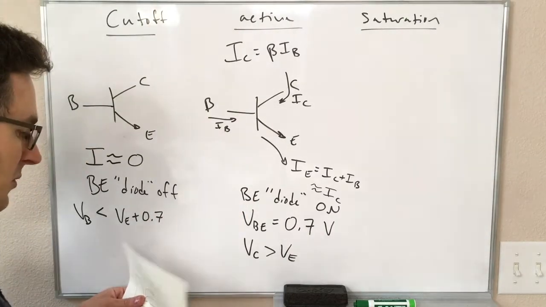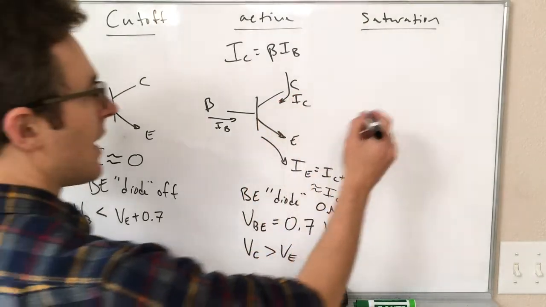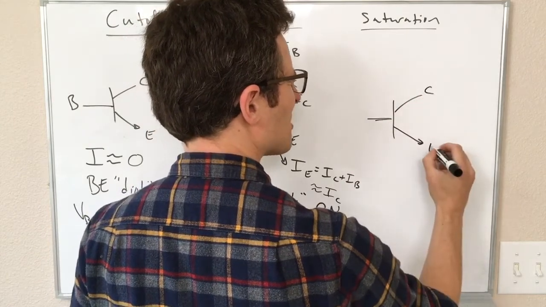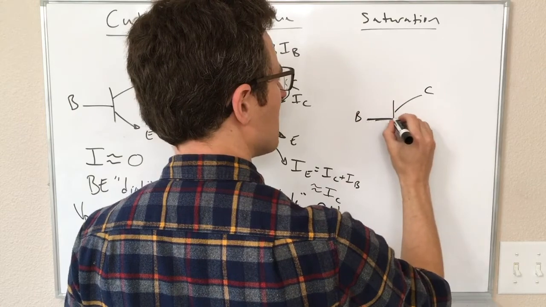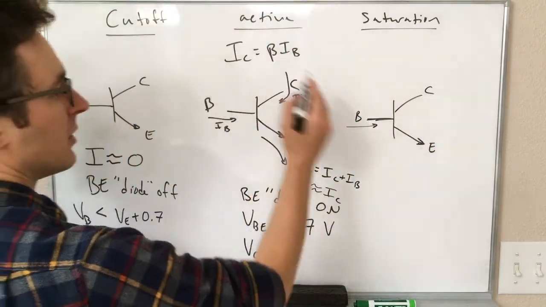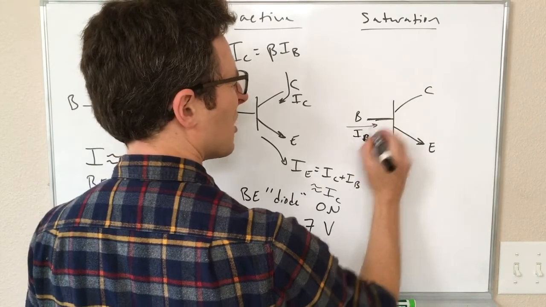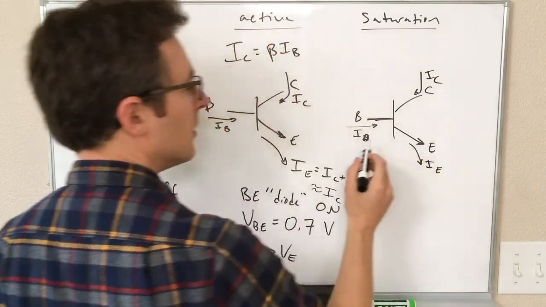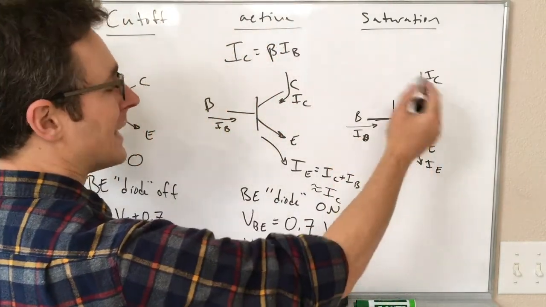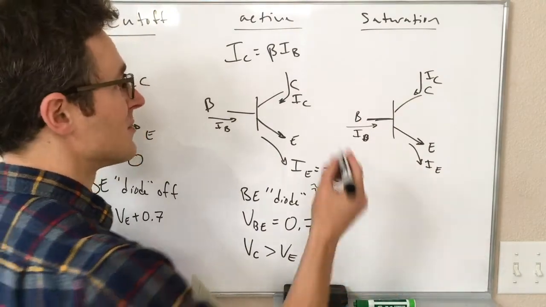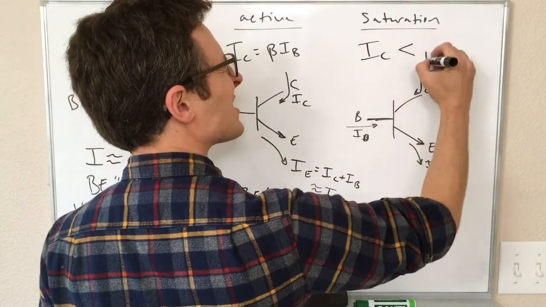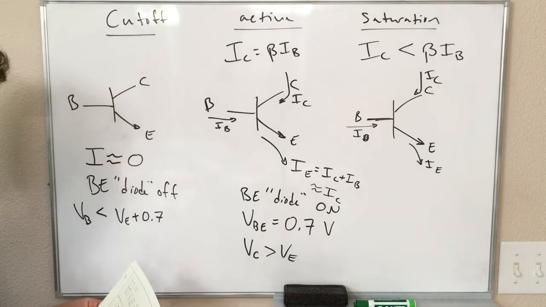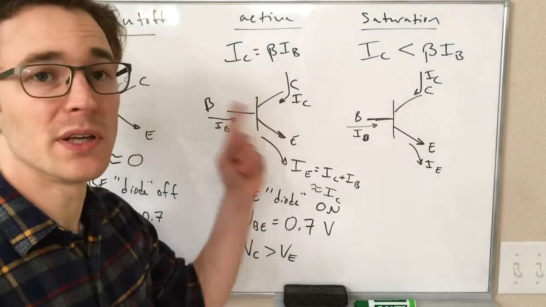All right, so that's active mode. In saturation mode, now we have these currents flowing, but our collector is not able to provide as much current as this equation would have it. So in other words, we have a base current going in, we have a collector current going in, but because our base current is so big, IC cannot be 100 times that anymore. So IC is something less than beta IB. If it was able to be equal to beta IB, we would still be in active mode.